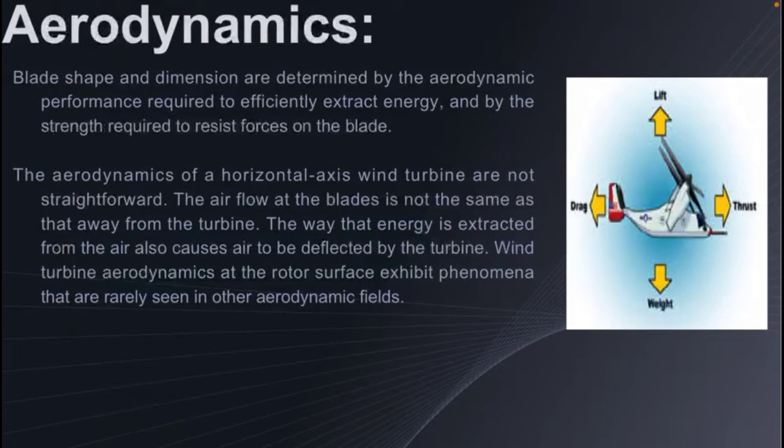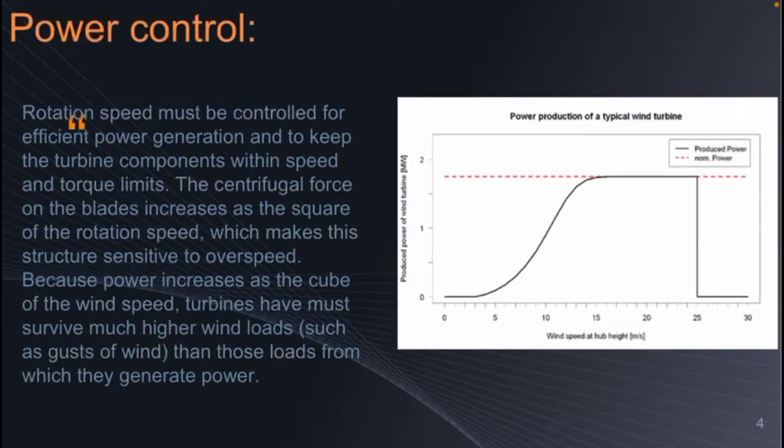The airflow at the blades is not the same as that away from the turbine. The way that energy is extracted from the air also causes it to be deflected by the turbine. Wind turbine aerodynamics at the rotor surface exhibit phenomena that are rarely seen in other aerodynamic fields.